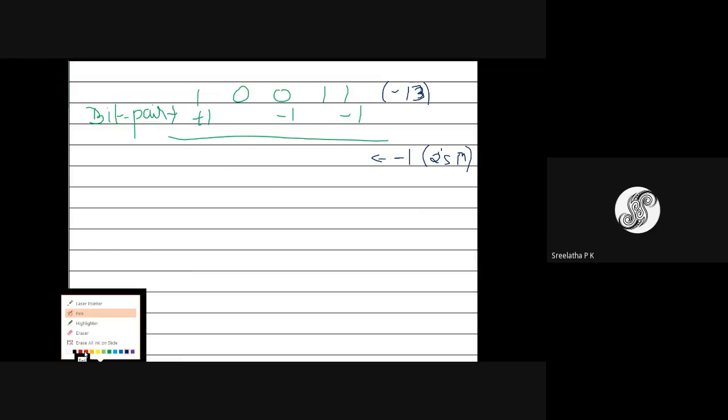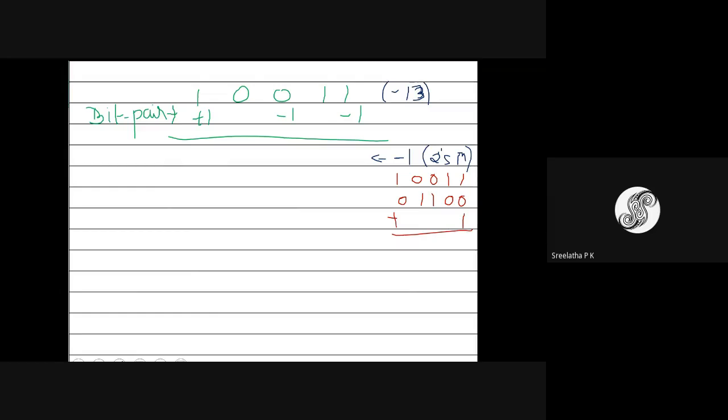All of you know that if I take the negative of any value, correct? So I'm finding the 2's complement of this particular -13. I should get +13. The 1's complement is 0 1 1 0 0, plus 1, I get 0 1 1 0 1. That is +13, and this is the 2's complement of the multiplicand.